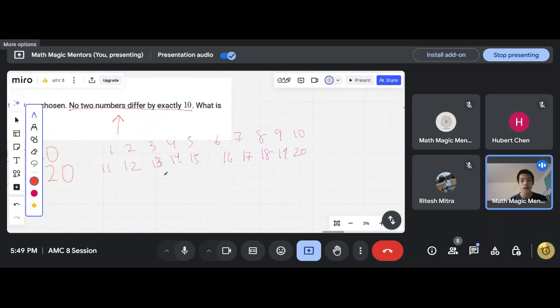The other constraint is that we have to pick 5 numbers. So let's just choose any 5 numbers, right? 3, 6, 7, 8, and let's say 10. If we pick 5 numbers from here, notice that we can't pick 13 because we picked 3 from 1 to 10. We can't pick 16. We can't pick 17. We can't pick 18. We can't pick 20.